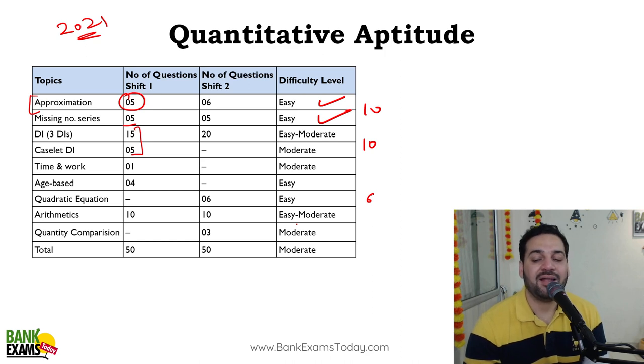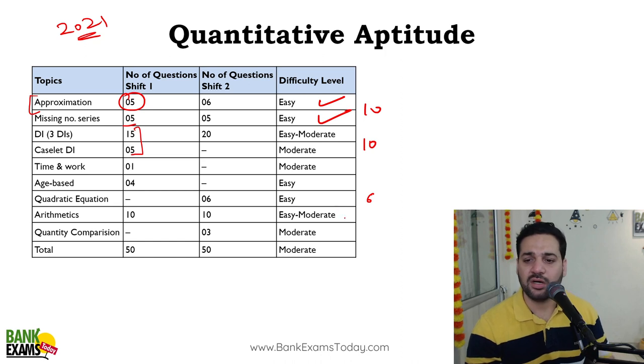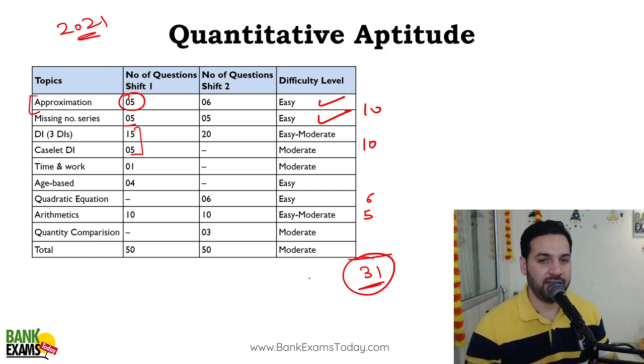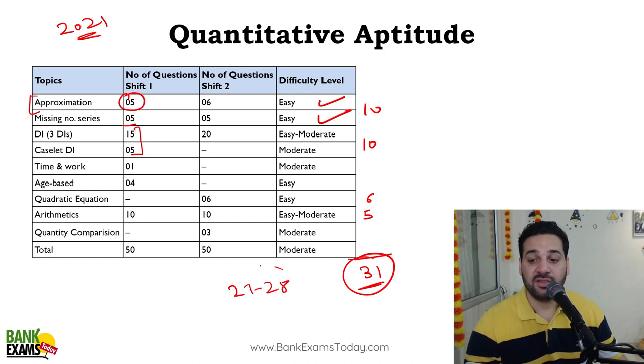And in the arithmetic, out of 10 questions, there were questions from partnership. There were simple questions from time and work. So at least 5 questions were there which were actually very easy. So how many questions are we talking about? 26 plus 5, 31. Being an average student, if you attempt 31 questions with 90% accuracy, you can score like 27, 28, which is a very good score.